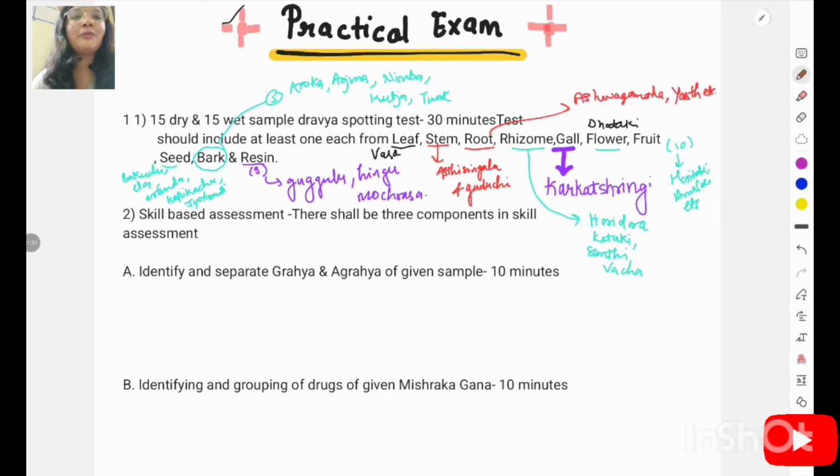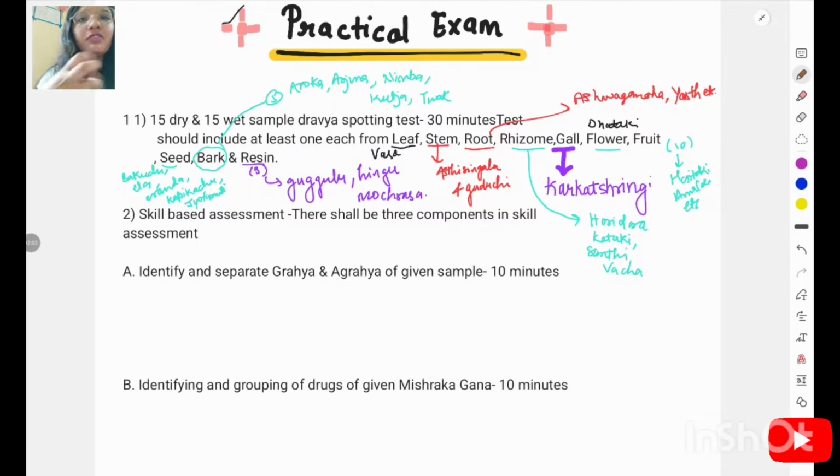So the first question is basically based on spotting. In that, 30 spottings will be there, 15 of the dry drug and 15 of the wet drug. And in the syllabus it is included that there should be spotting from the leaf, stem, root, rhizome, gall, flower, fruit, seed, bark and resin. So these are the 10 headings that should be covered in the spotting, both in dry and wet aspect.